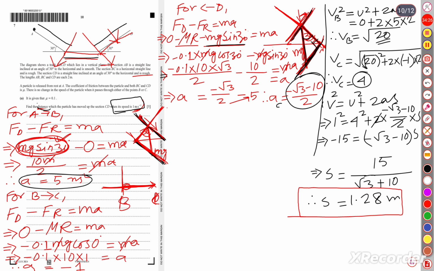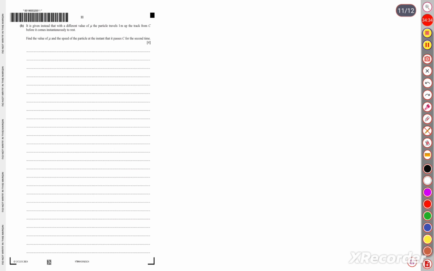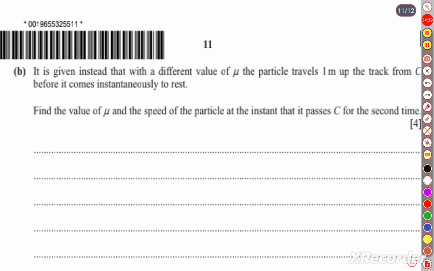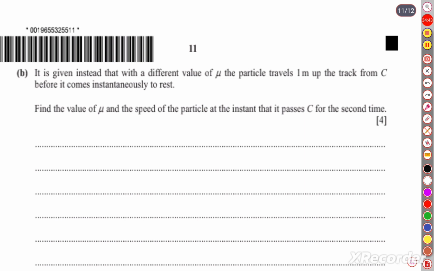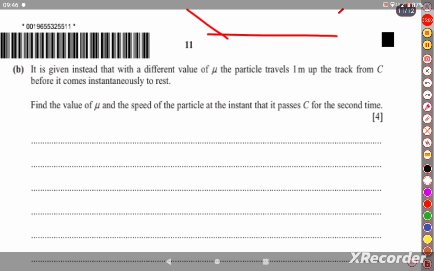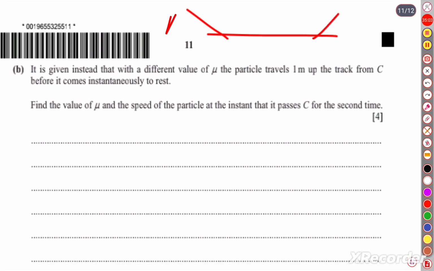Then we will have to solve the next question, question number B. Let's see what B says. Question number B is on this page. It says it is given instead that with a different value of mu, the particle travels 1 meter up the track from C before it comes instantaneously to rest. So let us sketch the figure once again. The figure will be like this. This is AB and this is CD. Here A, B, C as well as D.